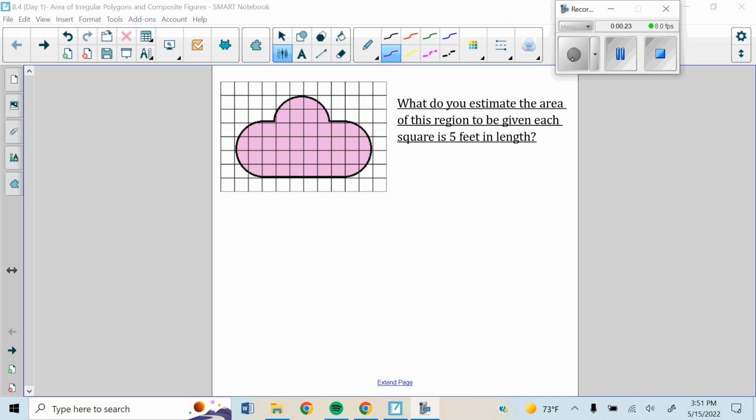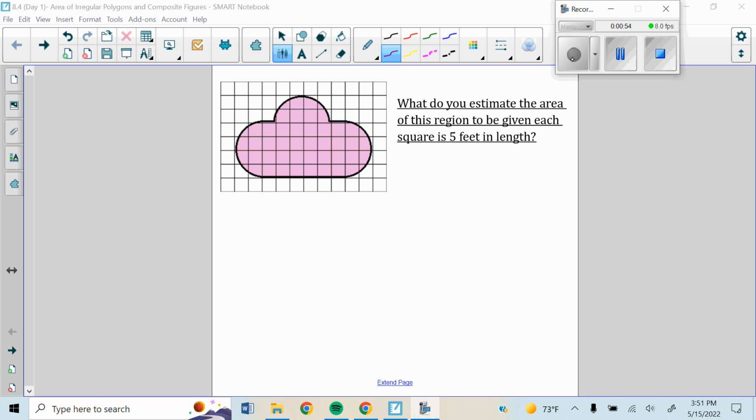So I especially want to focus on this first part where we are looking at irregular regions, because that seems to be where there was the most confusion. So it says, what do you estimate the area of this region to be given each square is 5 feet in length? So you can go through this and decide how you want to estimate it for this first one, but as we talked about on Friday, you're going to count the full squares and you're going to count the partial squares and divide them by 2.